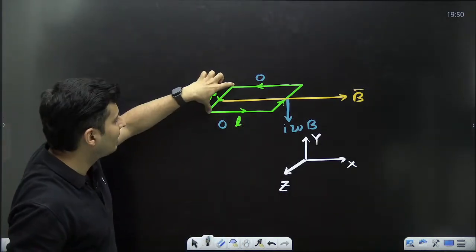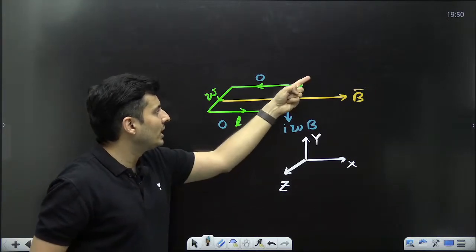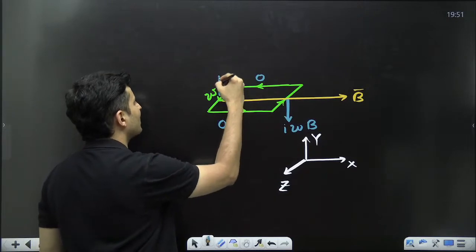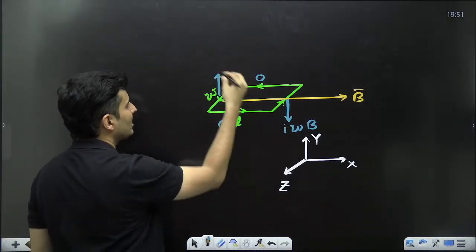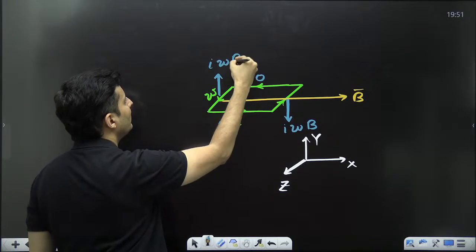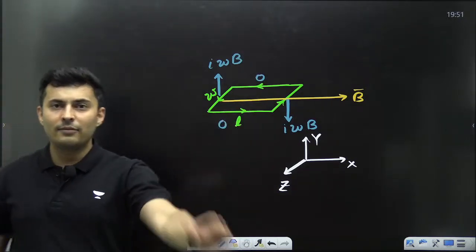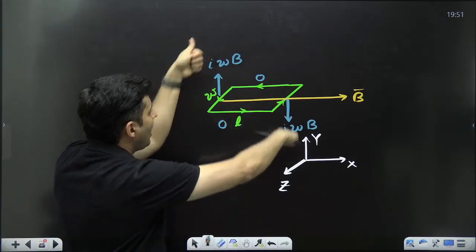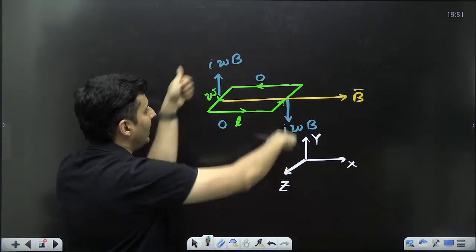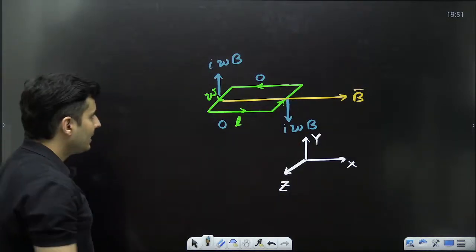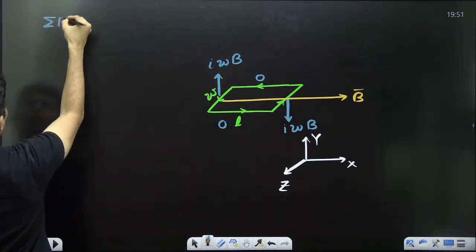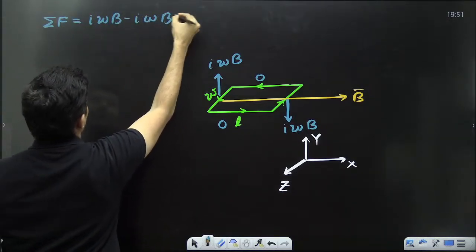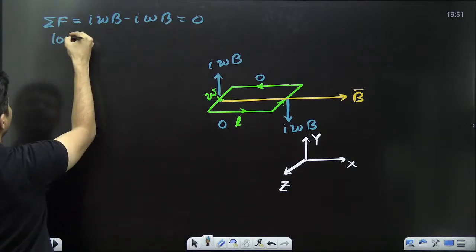What about this part? Obviously, if the current is going like this, force is like this. If current is coming this way, obviously the force must be opposite. It will be IW into B. Everybody with me? Now don't you see, these two forces are actually trying to rotate the loop. Yes, the net force, which is IWB minus IWB, is a big fat 0 because anyways it is a loop.